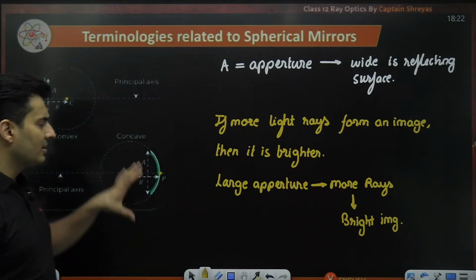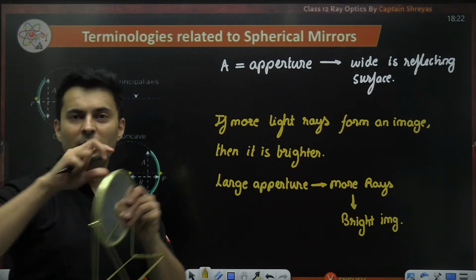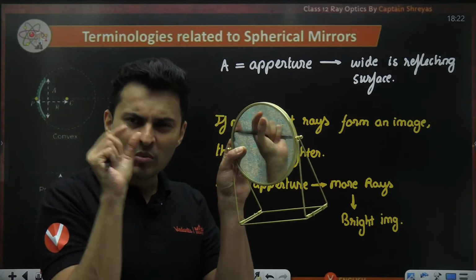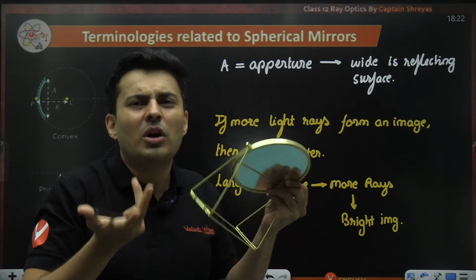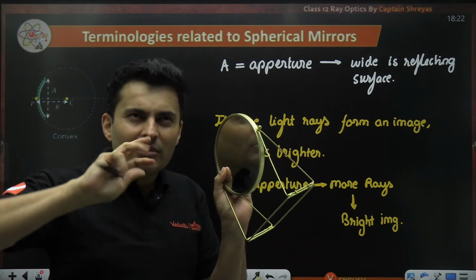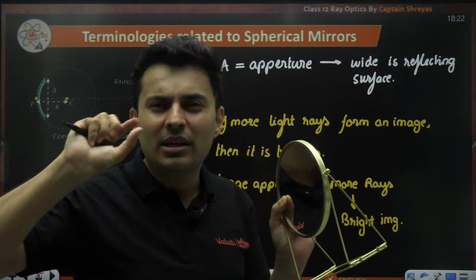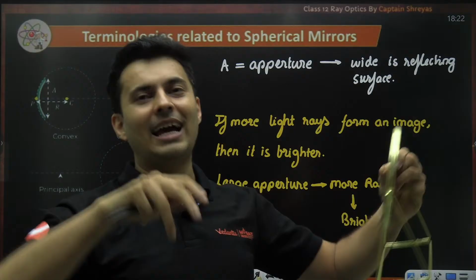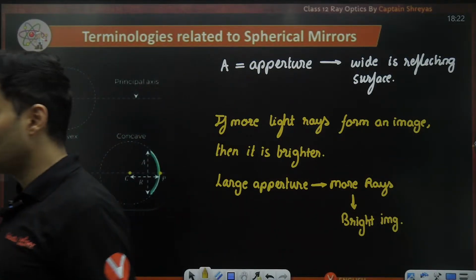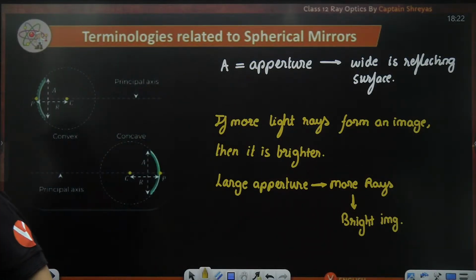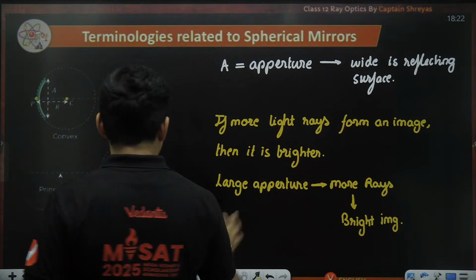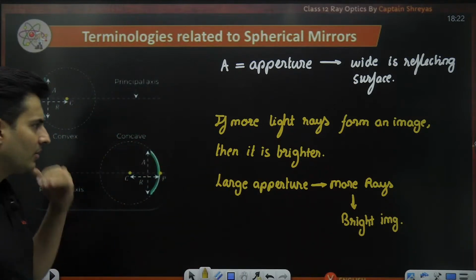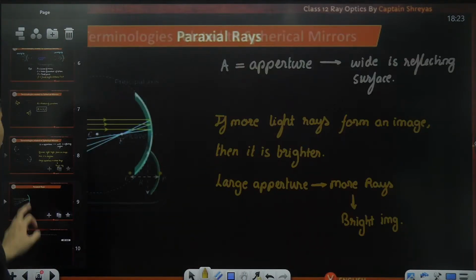So consider a wider aperture as compared to a small mirror. Imagine the mirror was not this big, it was this small. Very few rays will converge. It will be visible but not so bright. It will be dim. But when many rays are converging, you can see very good clarity. It will not look faded or dull. So that is the meaning of the aperture and its relationship with the brightness of the image.